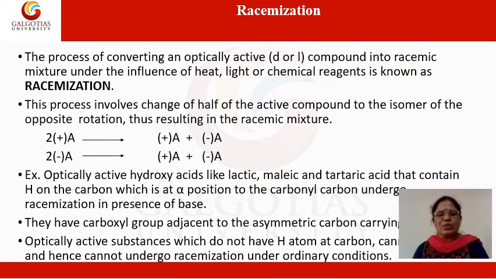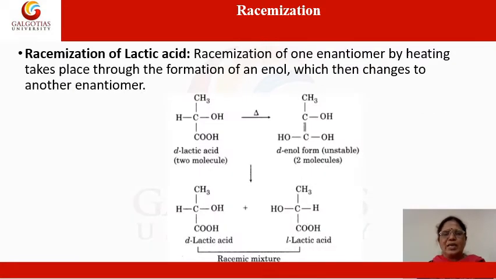So they have carboxyl group that is adjacent to the asymmetric carbon, and the optically active substances which do not have a hydrogen atom at this carbon cannot undergo racemization. That means all such compounds which contain a hydrogen at the alpha position to the carbonyl carbon can undergo racemization. All other optically active isomers which do not contain such type of position of hydrogen cannot undergo racemization.